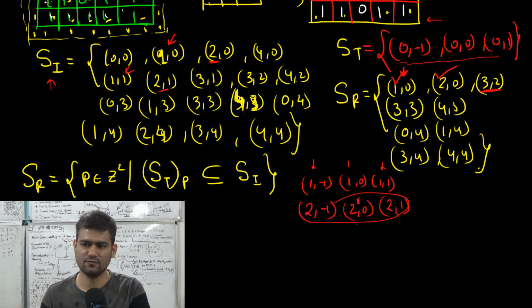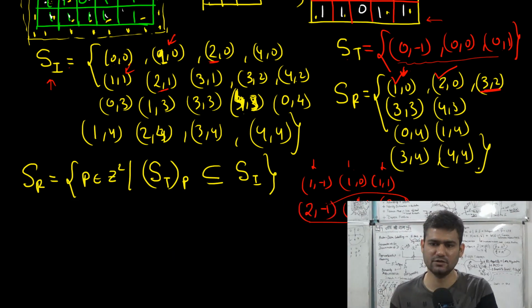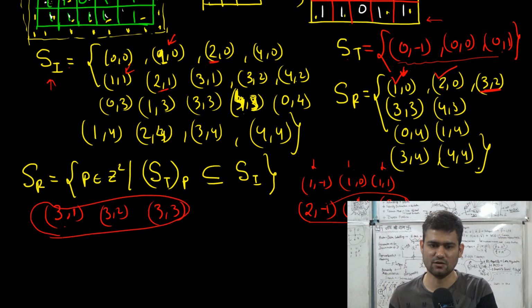Let's check for (3, 2). So if we translate our set with (3, 2), we will get a new set: (3, 1), this will become (3, 2), and this will become (3, 3). Now let's check whether all these elements are in set SI or not. So (3, 1), we have (3, 1) over here. (3, 2) we have over here. And (3, 3) we have over here. So this one also holds true.